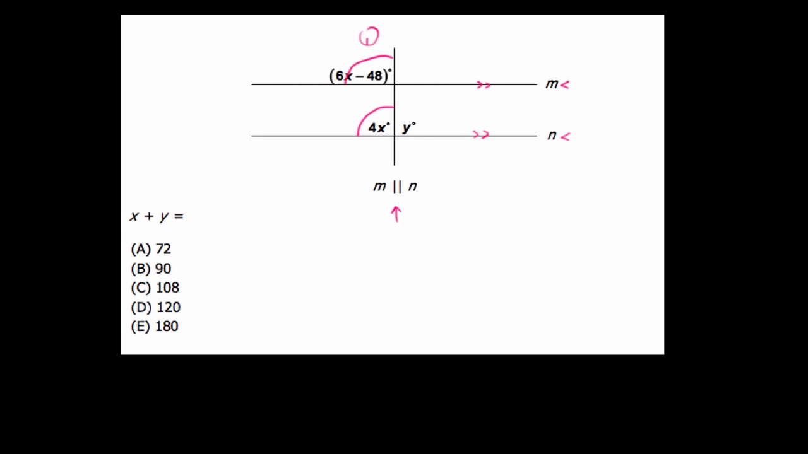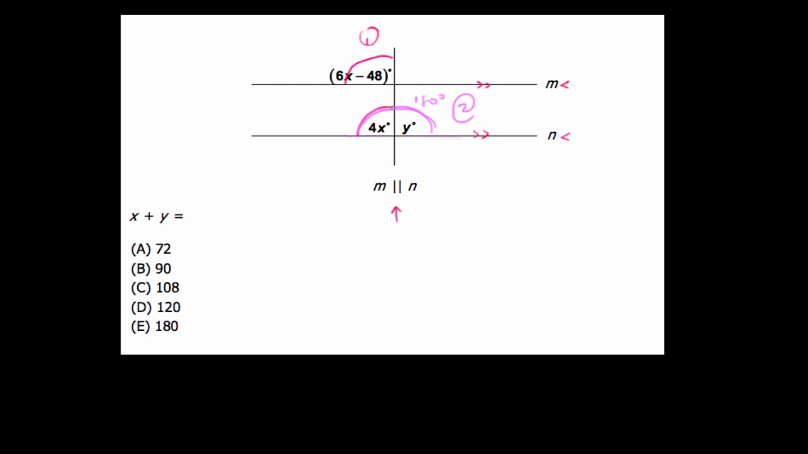Another thing you observe is that this is a straight line. That is, this line here, line N, is a straight line. So we know that the sum of angles on a straight line must be 180 degrees. That is, the sum of 4x plus y must be 180 degrees. So this is the second information we have.